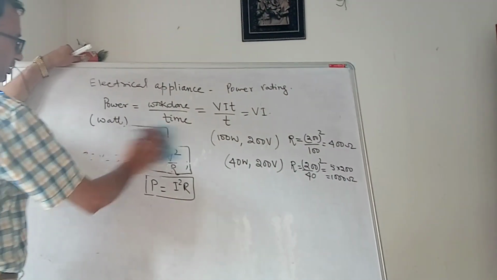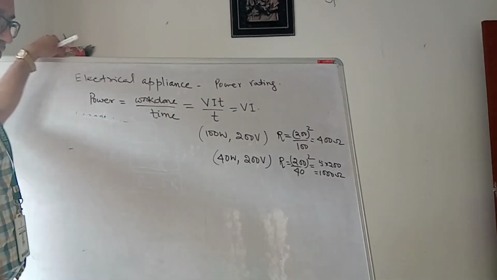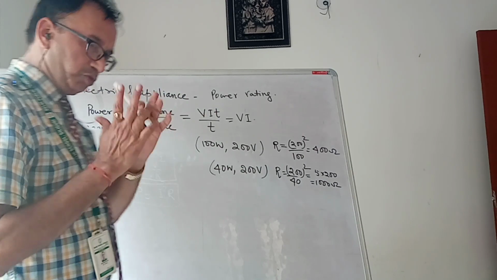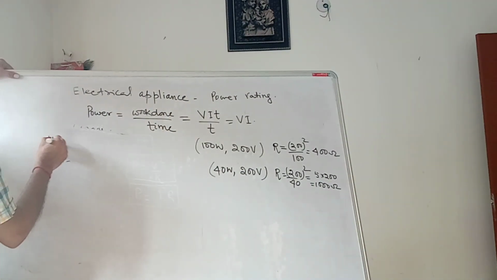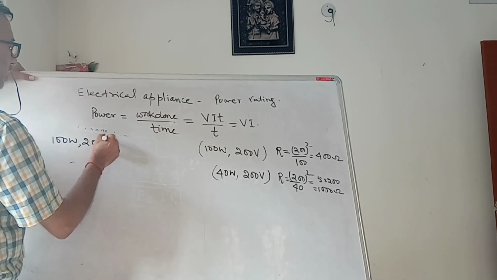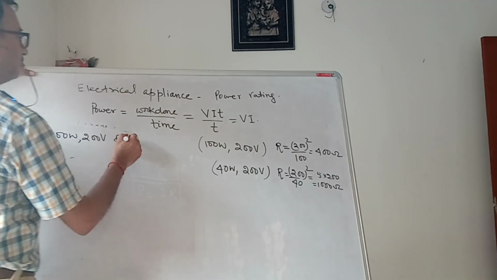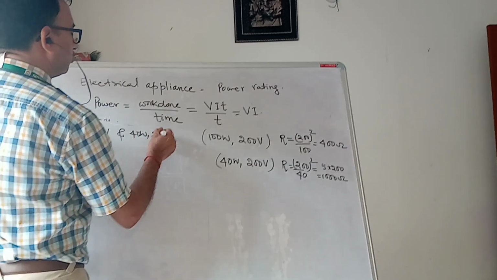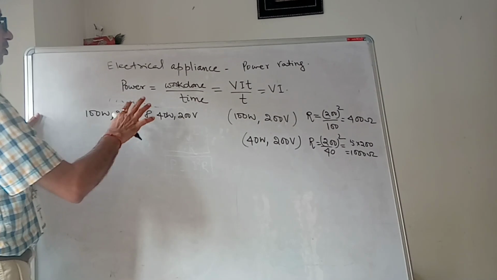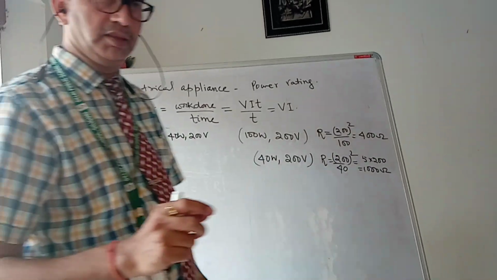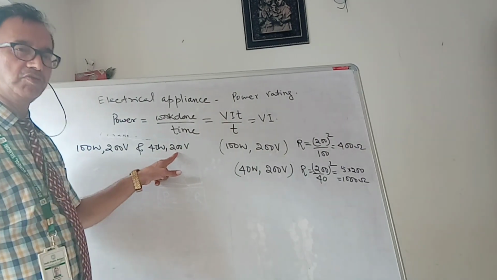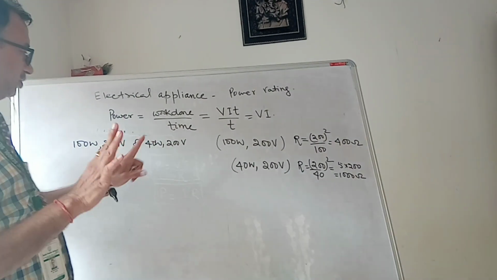Now, suppose in a board exam I give you this numerical: two bulbs of power rating 100 watt, 200 volt, and 40 watt, 200 volt, are connected in series. Which bulb will glow brighter? And the power supply is, for example, 200 volt. I am taking 200 volt right now.